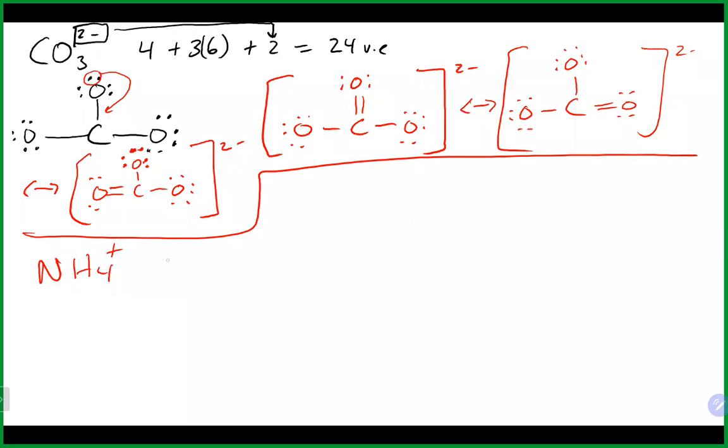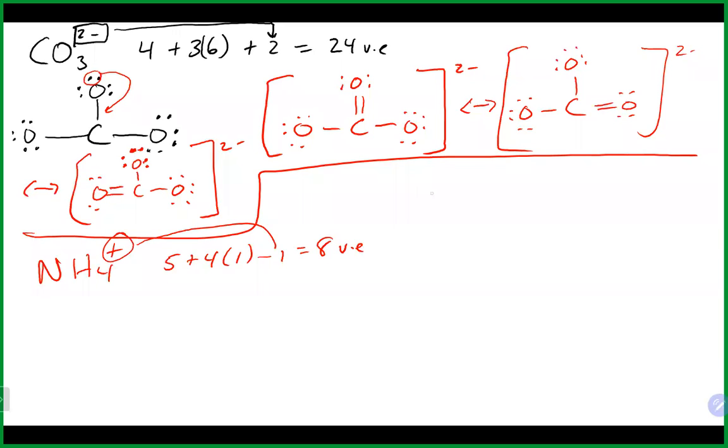So nitrogen is 5. There are 4 hydrogens, each at 1. In this case, we have a plus charge, which means we need to subtract 1. Again, it lost an electron, so we have to take 1 off. So that's going to give us basically 8 valence electrons in this case.